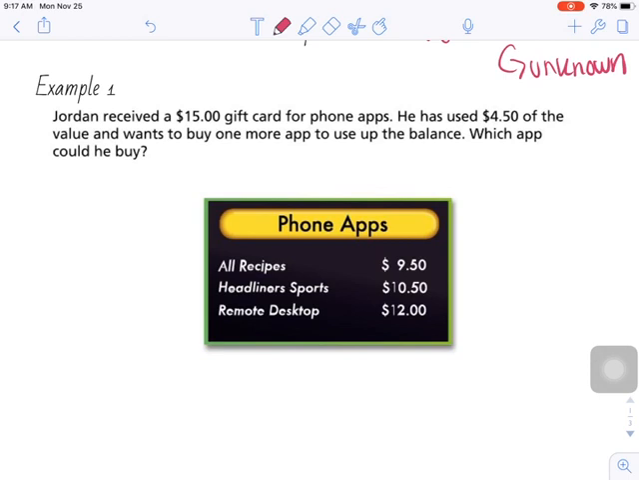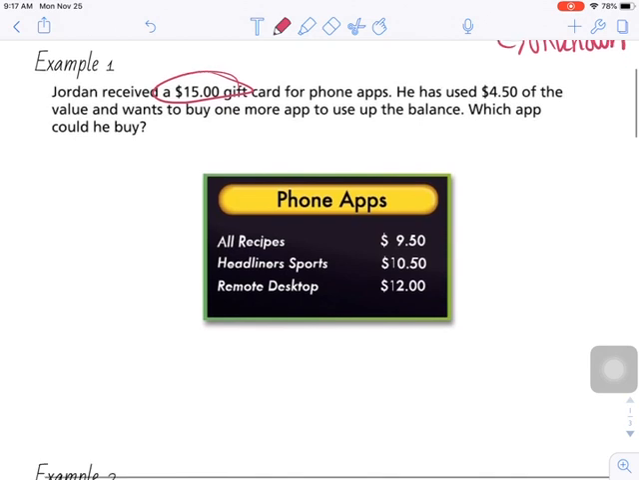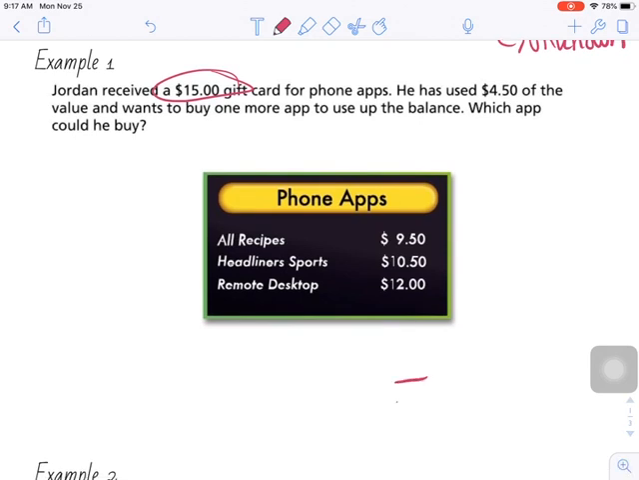So number 1, it says that he received $15. That means he has $15. So I'm going to set that up after my equal sign because we know that we have this. We know we have $15. He's used $4.50 of this, and we want to buy one more. And we don't know what this app is. We want to buy one more app, but we're unsure of what that app is going to be.